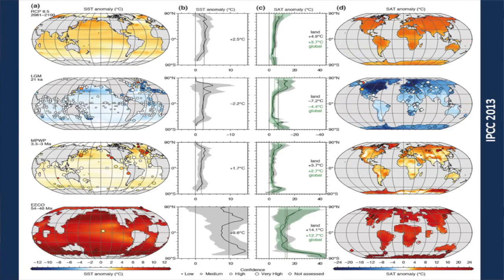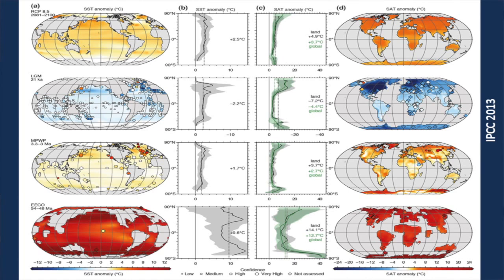So in this figure, the top, panel A and panel D, refer to future climate projections from the IPCC models in the CMIP5 archive, showing that in 2080 to 2100 under the RCP 8.5 scenario, we expect sea surface temperatures to warm about 2.5 degrees, and land temperatures to warm by about 5 degrees Celsius. Of course, we don't have observations for that.